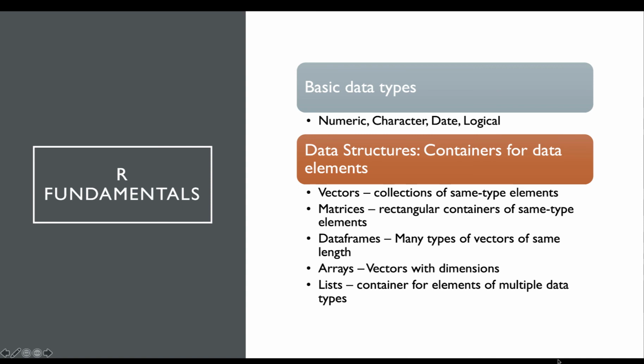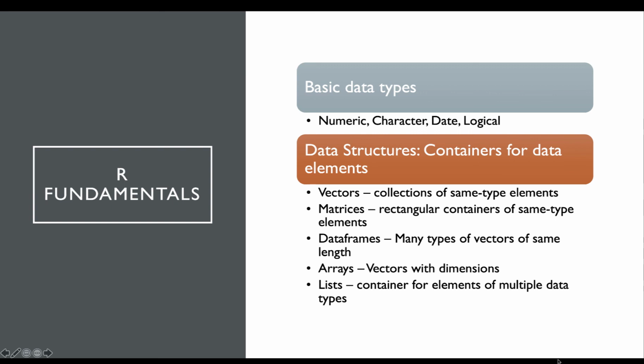Another data structure supported within R is that of matrices. A matrix is a rectangular container in the sense that it has 2 dimensions. Matrices also support same type elements in the sense that data within a matrix has to be of the same data type.